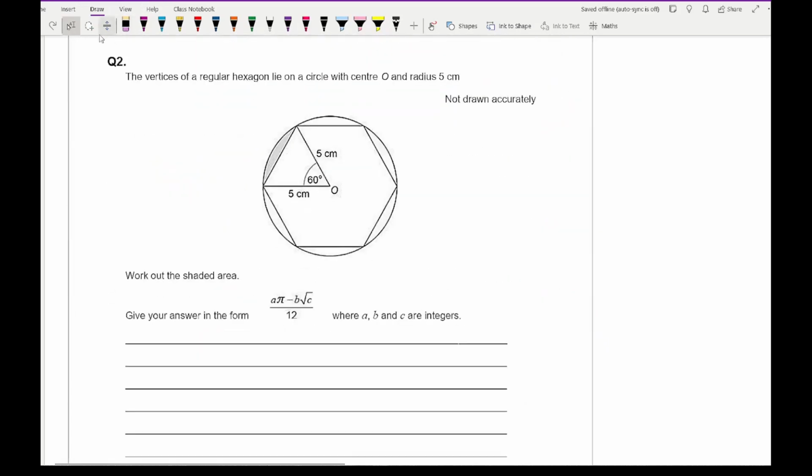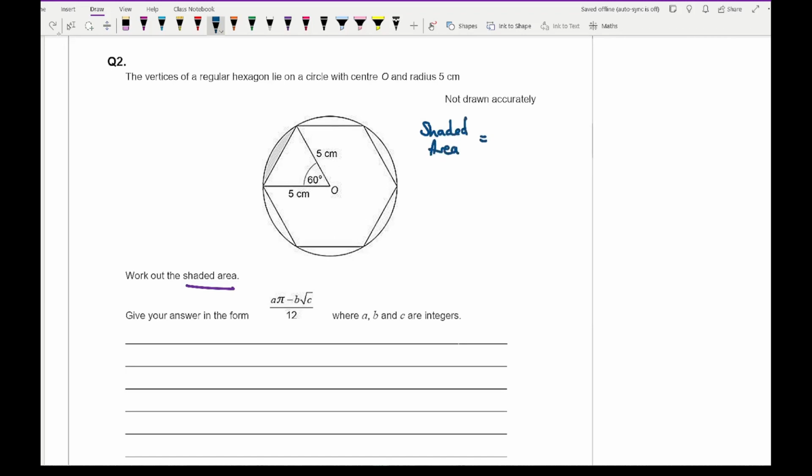Moving on to question 2, which relates to area of a sector and a triangle, surds and exact values of trig. Again, if you've not had a chance to print off this question, I strongly recommend you pause the video, have a go at the question, and then unpause as we go through the answer. The question is asking us to work out the shaded area. Now the shaded area for these questions is always the big shape, take away the small shape.